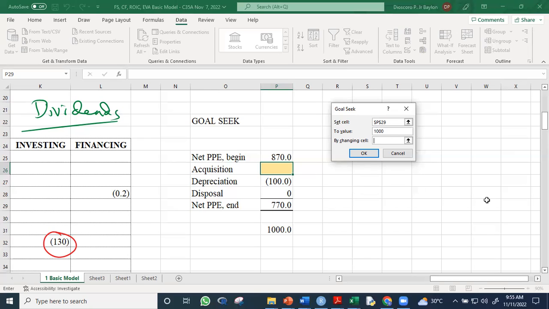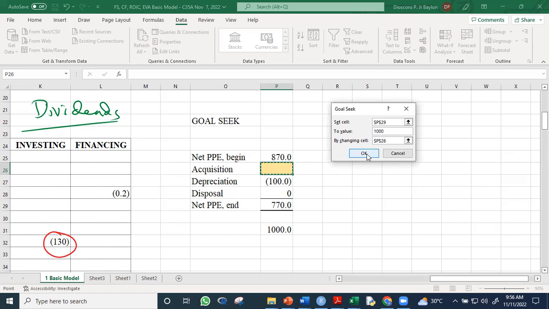Anyone? In order to set that net PPE to 1,000, what do we want to change in our formula? Okay. Thank you, Marian. That's okay. So what's that cell? That cell is the acquisition, so we have to link this there. We have to link it to, in my case, P26.